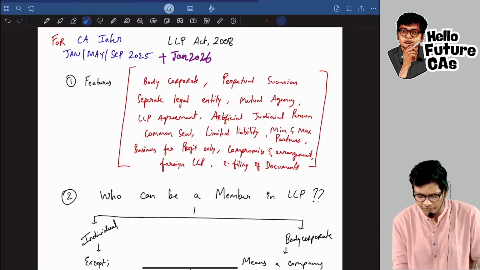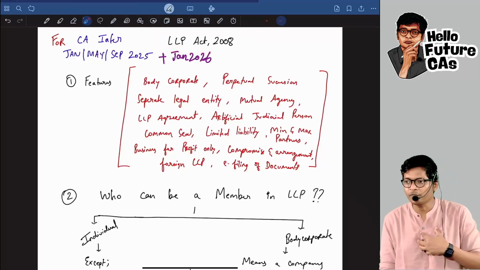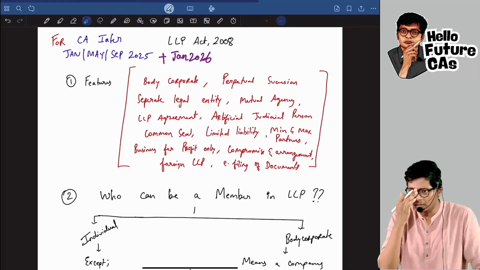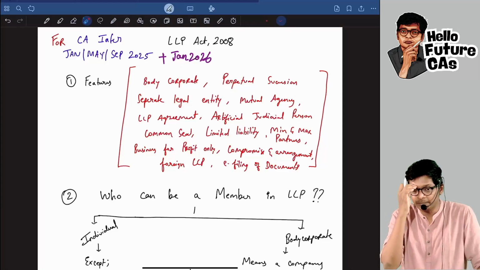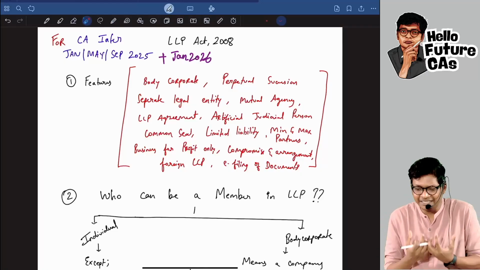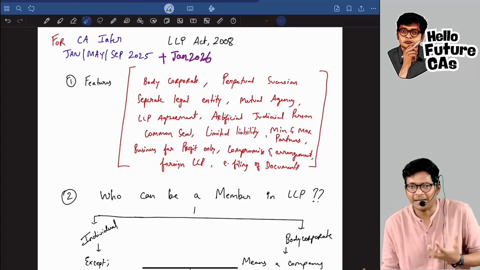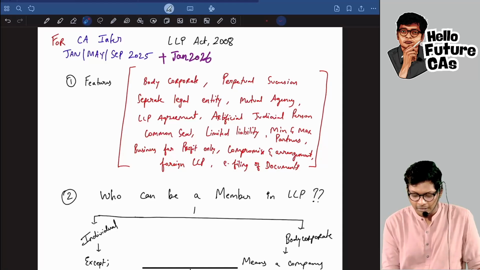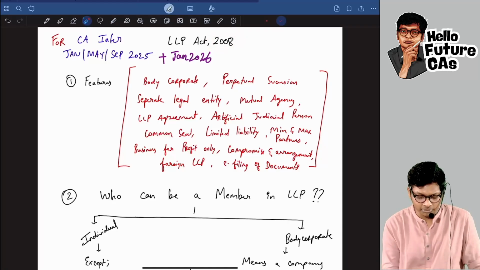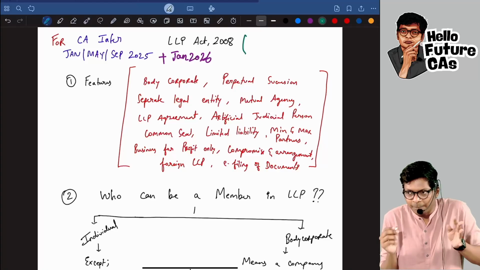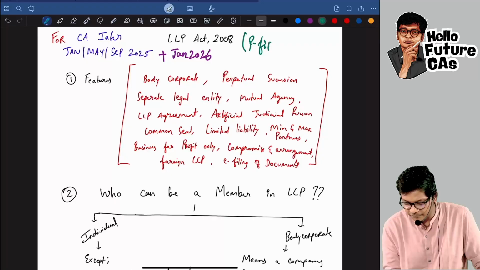So let's start off. My presumption is most of you would have studied LLP either in foundation, guys, or in inter, you would have studied earlier sometimes, or maybe in college. Doesn't matter whether you know or not. First, to understand, LLP is a combination of Partnership Act and Companies Act, correct? LLP Act came in 2008. At that time, there was no new Companies Act. So understand, the idea of LLP was to have the benefits of a partnership firm and Companies Act.